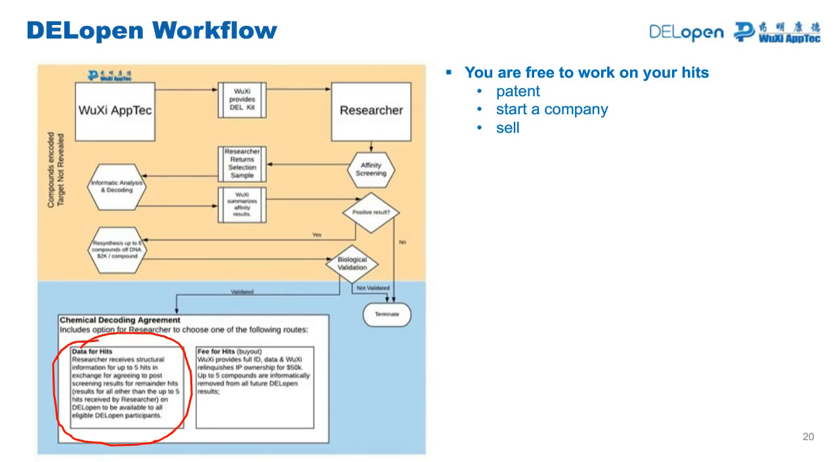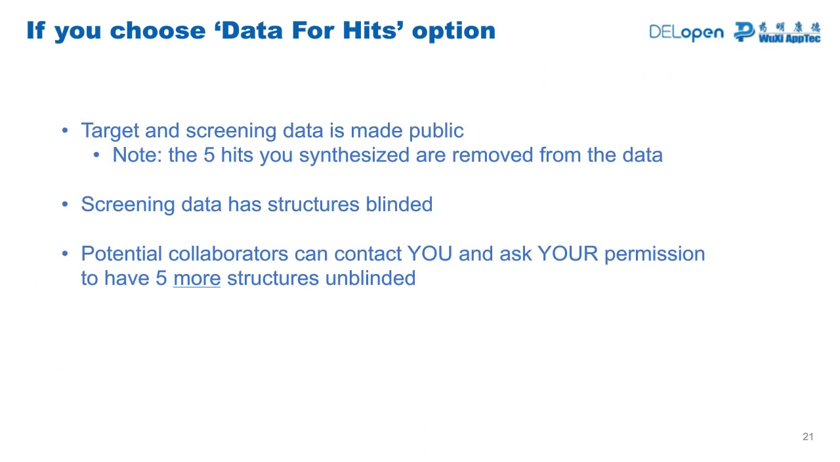The purpose of Dell Open is to share stuff so that more papers get out and more people can do things with this data. And so we give you the structures for your 5 hits, but in exchange, you agree to have your screening data and your target published online in the Dell Open space. But note that the 5 hits that we gave you will be removed from that data set. And also the screening data, which we're going to put online, will have the structures blinded.